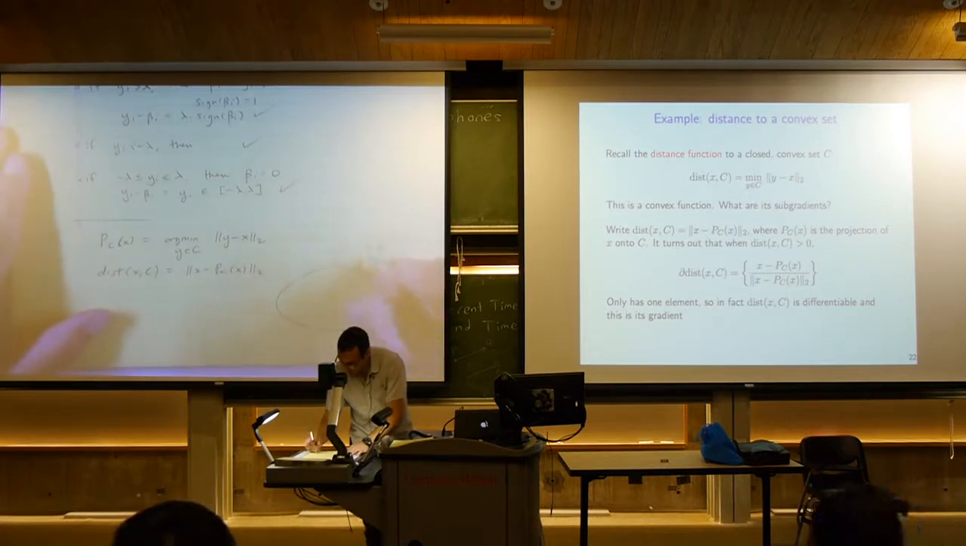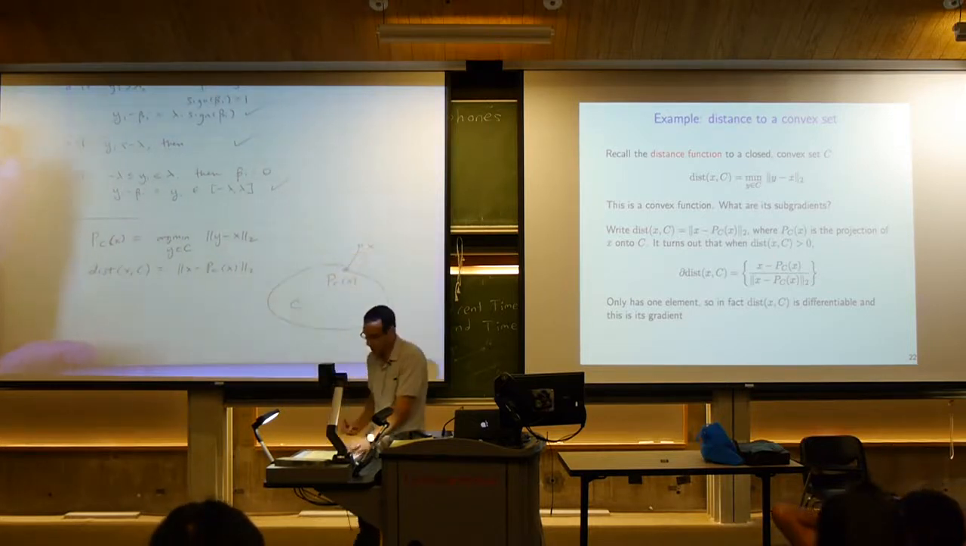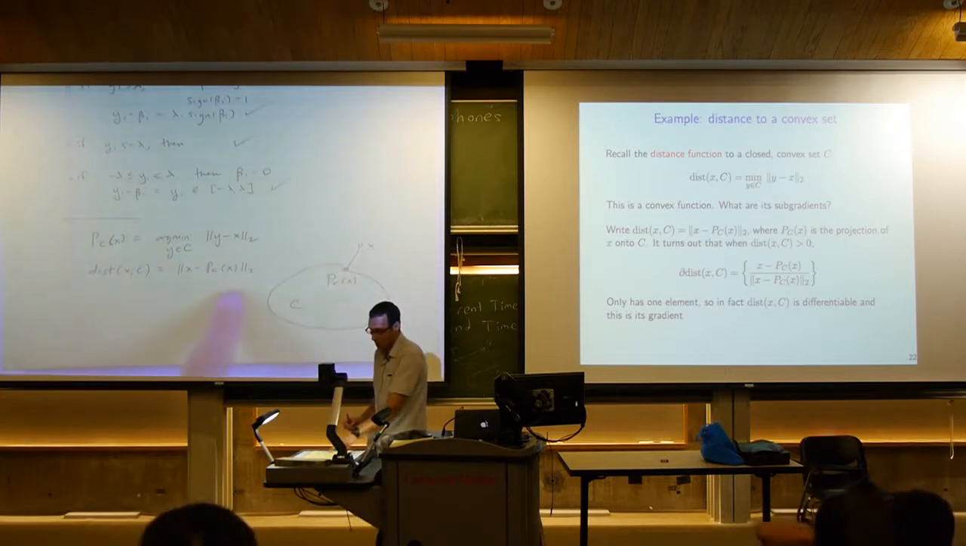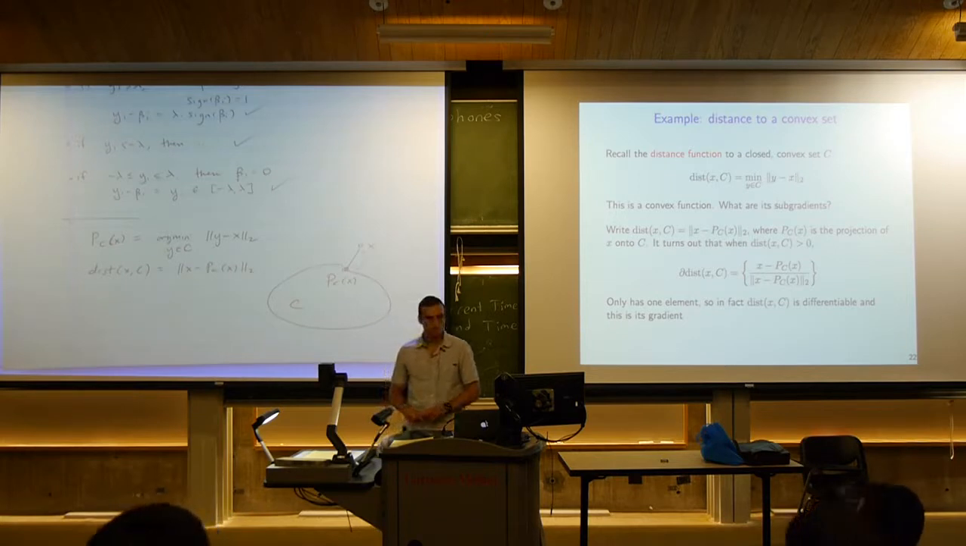Here's x. Here's its projection onto the set C. This is the set C. And this is the distance, right? The distance here is just the 2 norm between x and the projection onto the set C. The 2 norm of that difference.